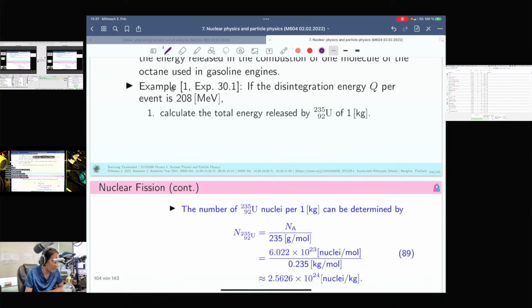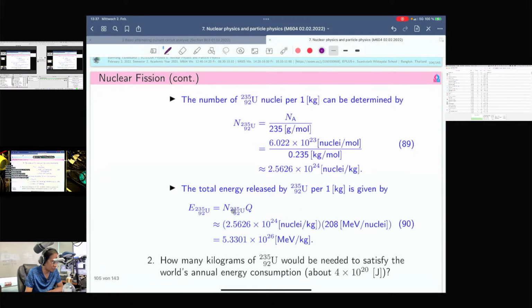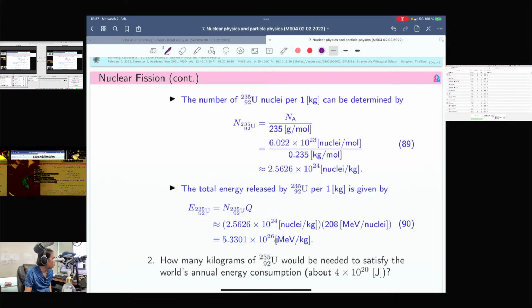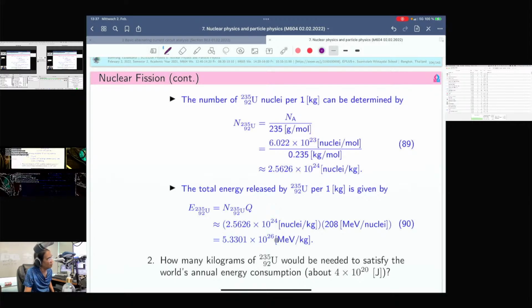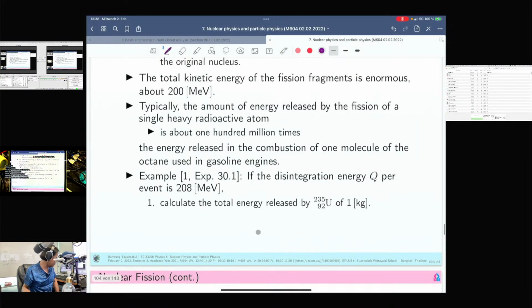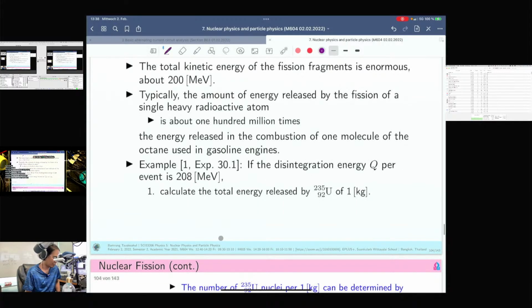But for a single nucleus that disintegrates, we get 208 mega electron volts. We have to multiply by 208 mega electron volts per nucleus. We get 5.3 times 10 to 26 mega electron volts per kilogram. From 1 kilogram of uranium-235, we get a very, very large amount of energy. And that's why people prefer nuclear energy, because you can get a very high amount of energy from a very tiny amount of fuel, which is uranium-235, only 1 kilogram.